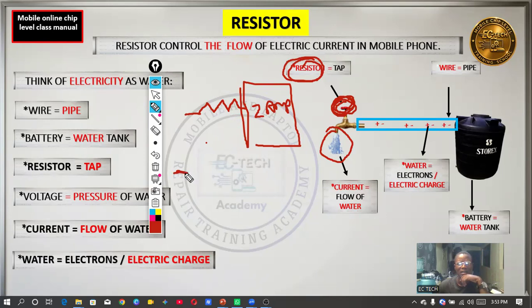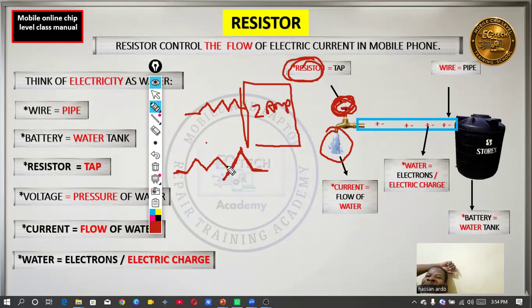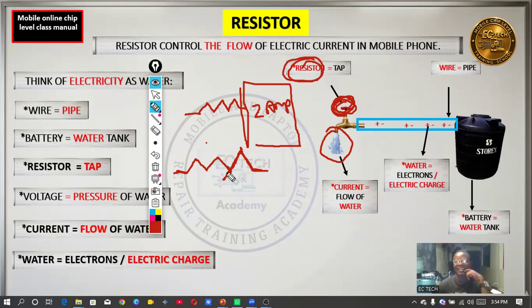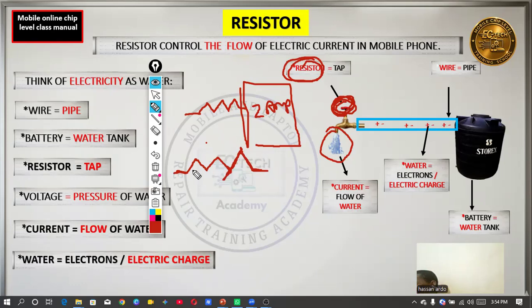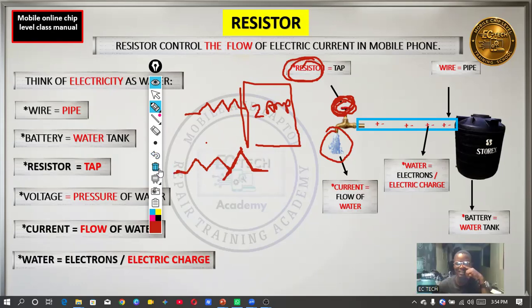It's like a wire that goes up, down, up, down, up, down. Let's assume that Mr. Thompson is running and coming at a very high speed. When he runs and gets to this height, what will happen? He will get tired and slow down. He will go slow. That's why you can see the symbol of a resistor like that.